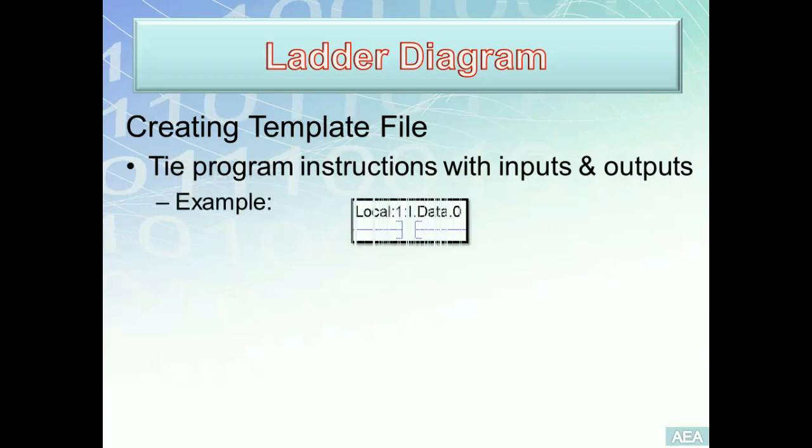An example would be an examine if closed instruction. If we would like to tie it with the first terminal of our discrete input module, we'll have to use that address with it. Another example would be an OTE if we would like to tie it to the last terminal of the discrete output module. So, as you can see, if we do not have the template file, the software will not be able to recognize that the discrete input module is plugged into slot number 1 and the discrete output module is plugged into slot number 2.